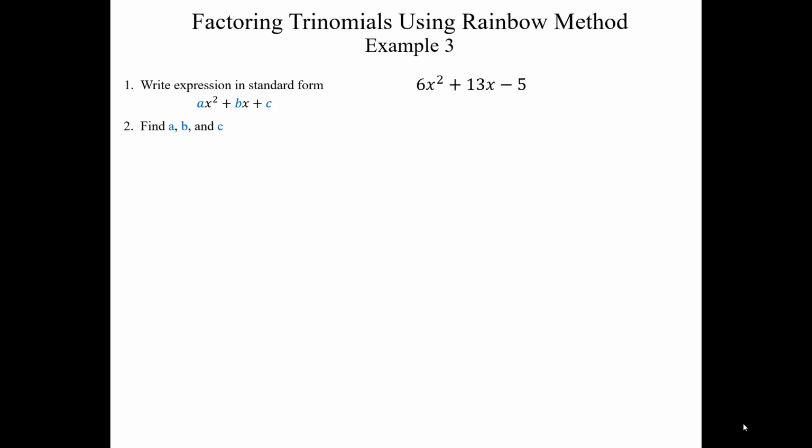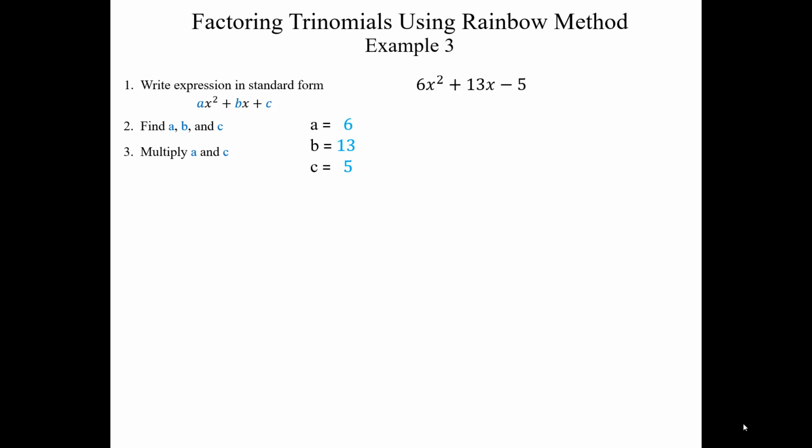Step 2, we're going to find the a, b, and c. So a is equal to 6, b is equal to 13, and c is equal to 5. And we're not going to worry about the signs right now of these values. We'll take care of that later.